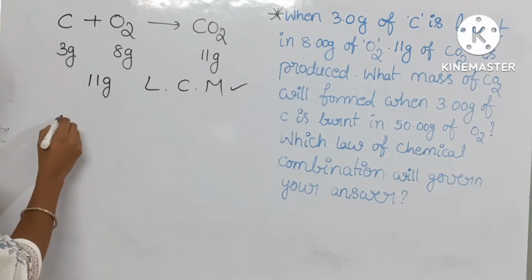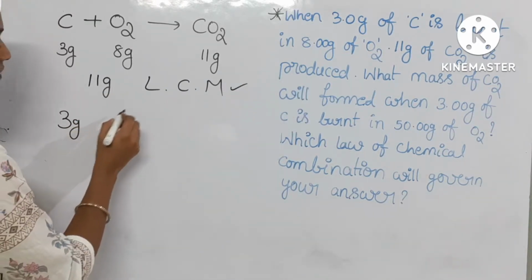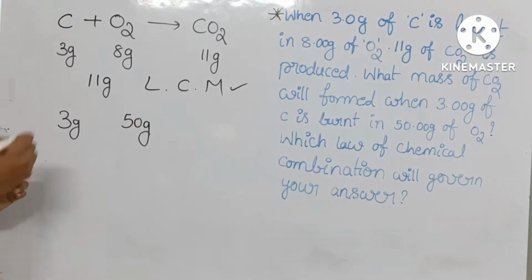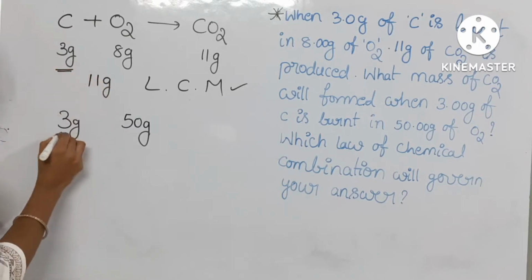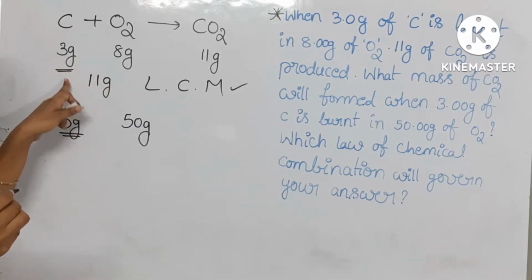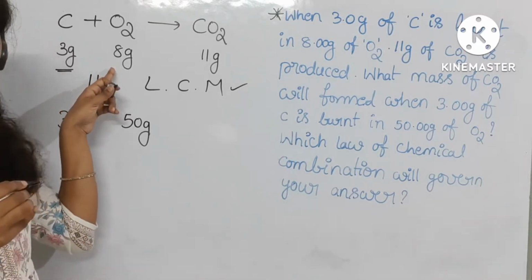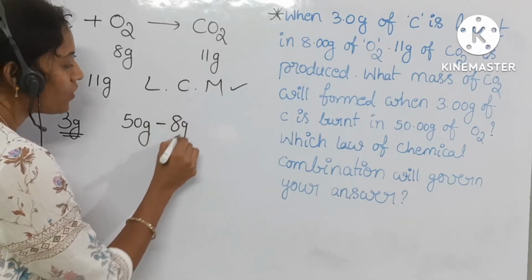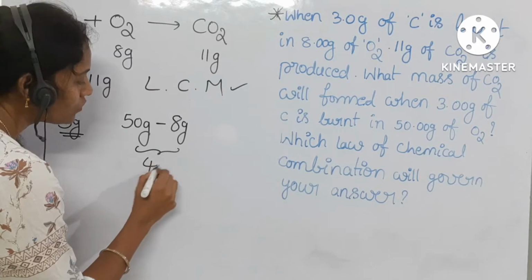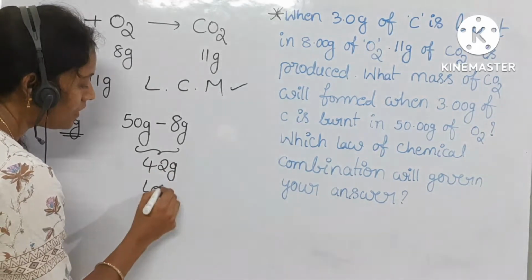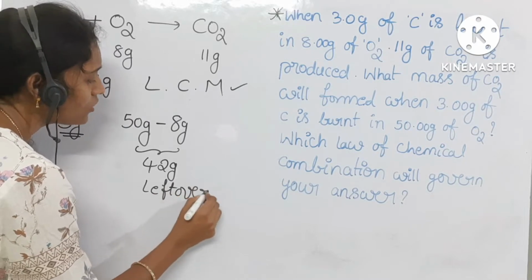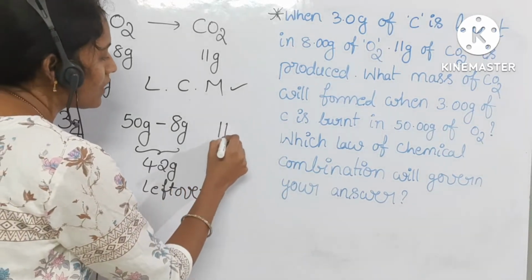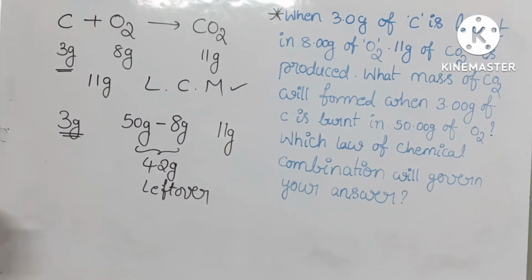Then coming to the second condition, 3 grams of carbon reacting with 50 grams of oxygen, how much mass will be generated? See, here 3 grams, here also 3 grams. So the 3 grams in the previous condition reacted with 8 grams. That means here also the 3 grams of carbon reacts with 8 grams of oxygen. So here 42 grams of oxygen will be leftover. It will not react with this 3 grams of carbon. So here also 11 grams of carbon dioxide will be formed.